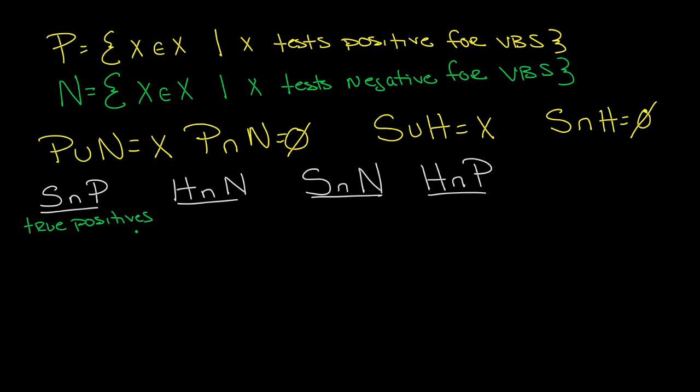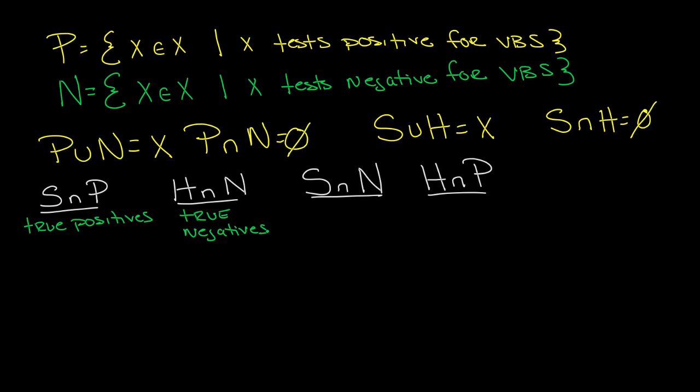The second set here, H intersect N. That means you don't have VBS because you're in H, you're healthy, at least as regards this disease, and you're in N, which means you test negative. These are true negatives. In some sense, these are the most fortunate. The very good news is you don't have the disease, and the somewhat good news is the test told you, so you don't have to worry.